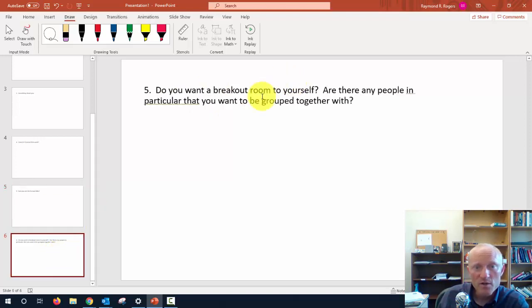Last but not least, do you want a breakout room to yourself? I know that some people just focus better by themselves. Some people like groups. Let me know, and that way I can schedule the breakout rooms accordingly. If you've worked with people in the past and you want to be grouped together with them, or if you've taken engineering with them, then just let me know and I will put you in a breakout room, as long as it's not like 10 people or something like that.